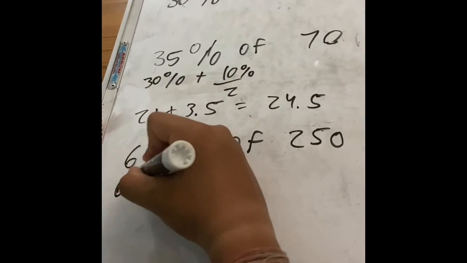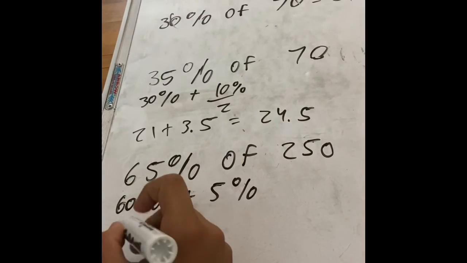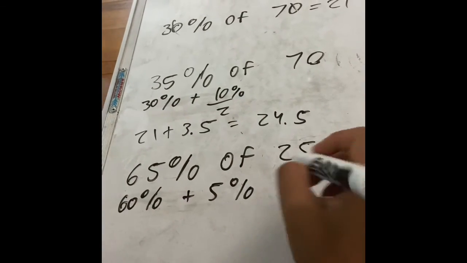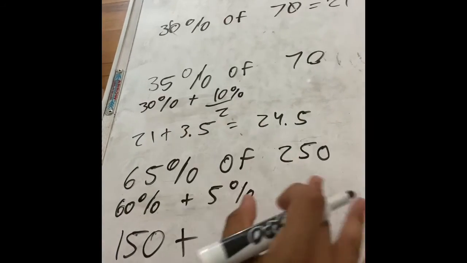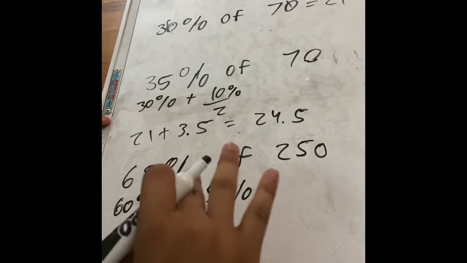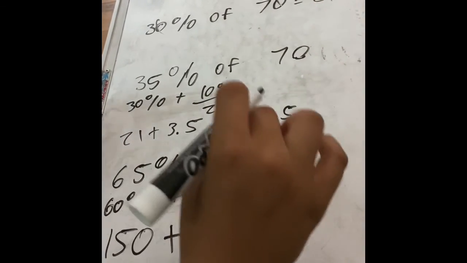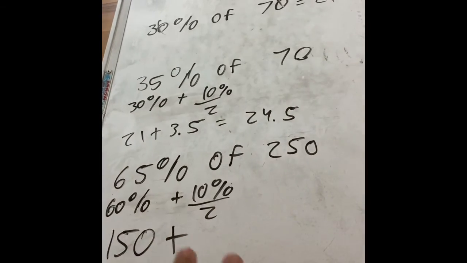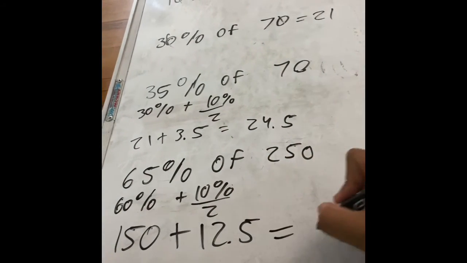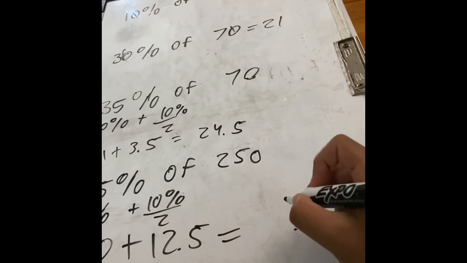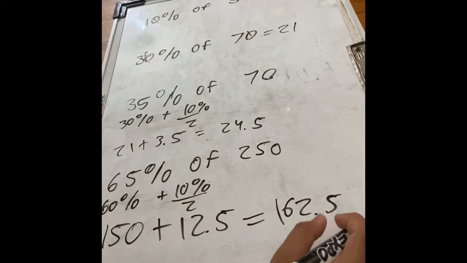Same thing for this question. You can do 60% plus 5%. So what is 60%? Well, we have 150. And what is 5%? Well, once again, we can use 5% as 10% over 2. So what is 10% of 250? 25. And that divided by 2 is 12.5. So that equals 162.5. That's it for this video.